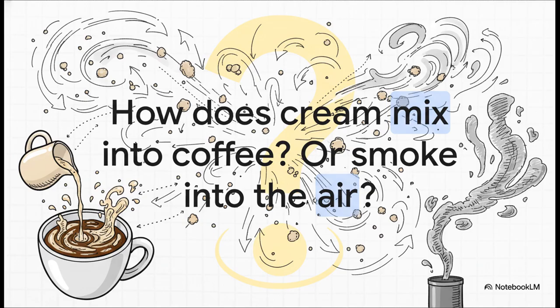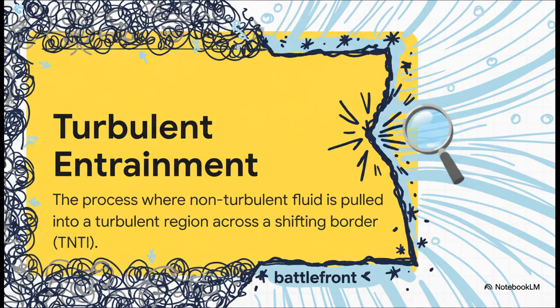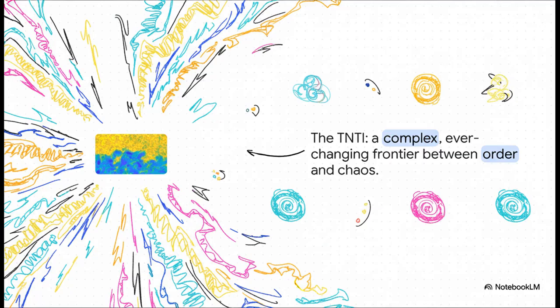Well, the answer lies in a process that has a pretty awesome name. That name is turbulent entrainment. And that invisible border separating the two worlds, that's called the turbulent/non-turbulent interface, or TNTI for short. And you've got to understand, this is not some neat straight line. It's a battlefront. And this is what that frontier looks like. I mean, wow. It is a complex, messy, and constantly shifting boundary. This is where all the action is.